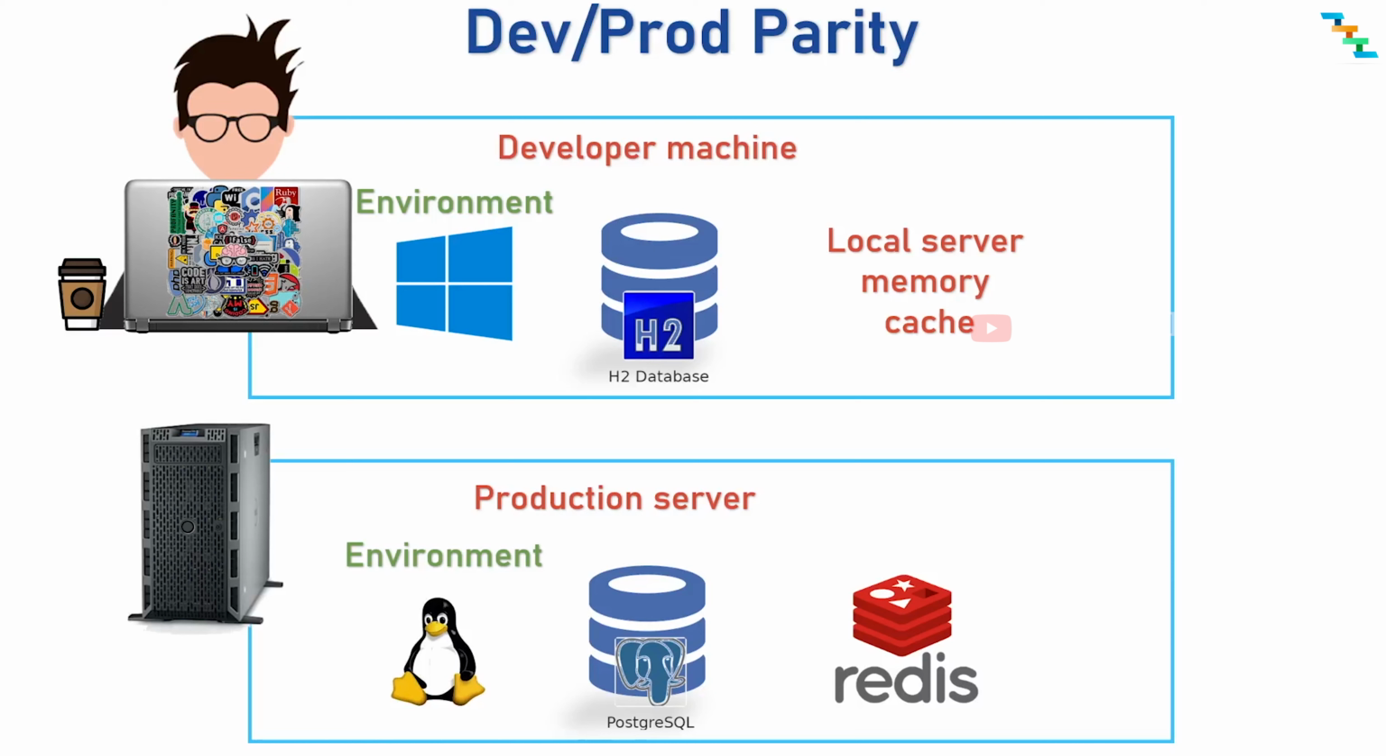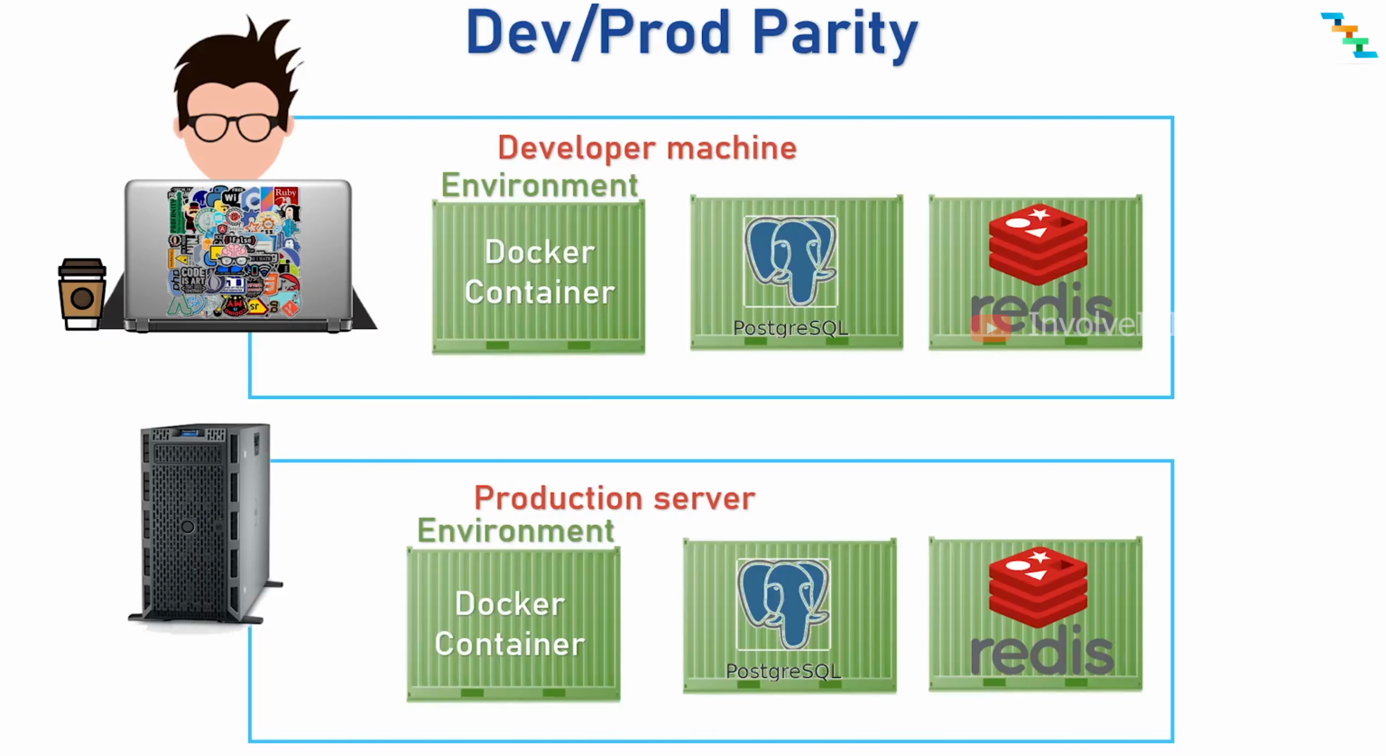A 12-factor application emphasizes on using the same tool in all the environment. This difference can be removed with the advent of containers. With the help of containers, developer can spin up a container for the application, another for the Postgres database, another for the Redis with a simple Docker Compose file. And the same configuration can be used in production, thus removing the tool difference between the different environment and eradicating this "code works in my local" problem.